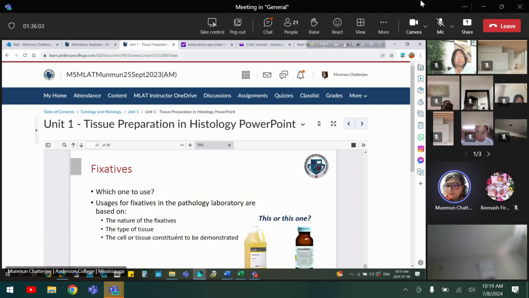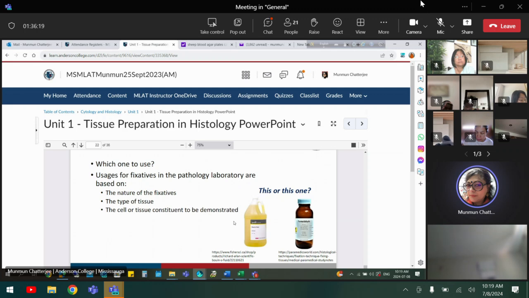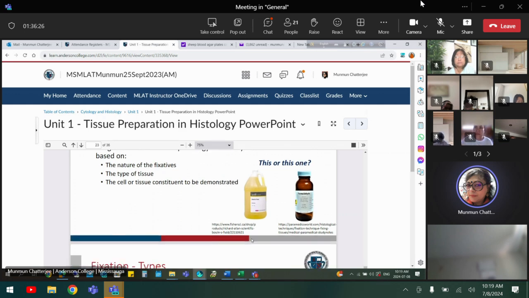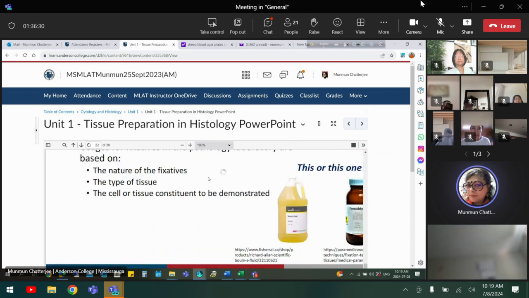What fixative is going to be used? The usage of fixatives in the pathology laboratory is based on the nature of the fixatives, corresponding to the type of tissue, the cells or tissue constituents to be demonstrated, and what they are looking for. Formaldehyde, Bouin's fluid, or picric acid.